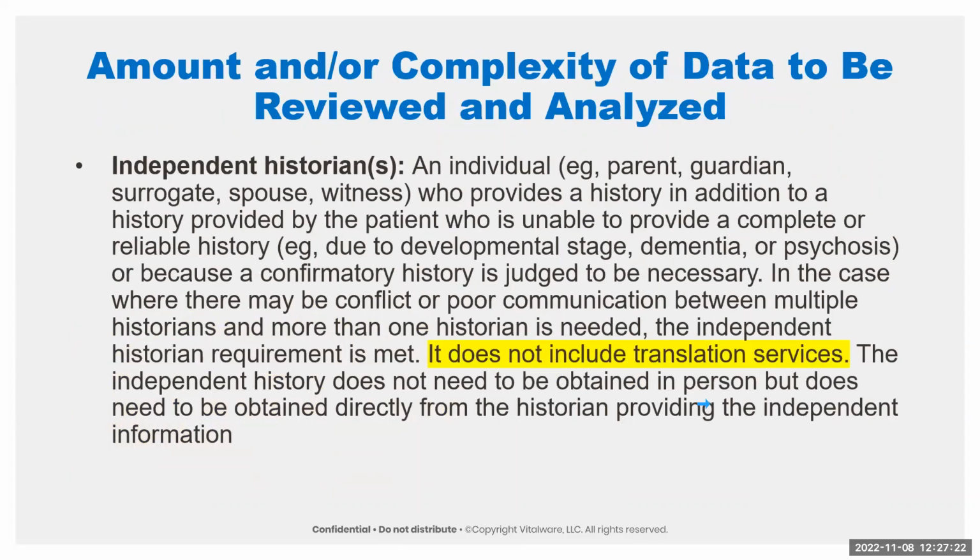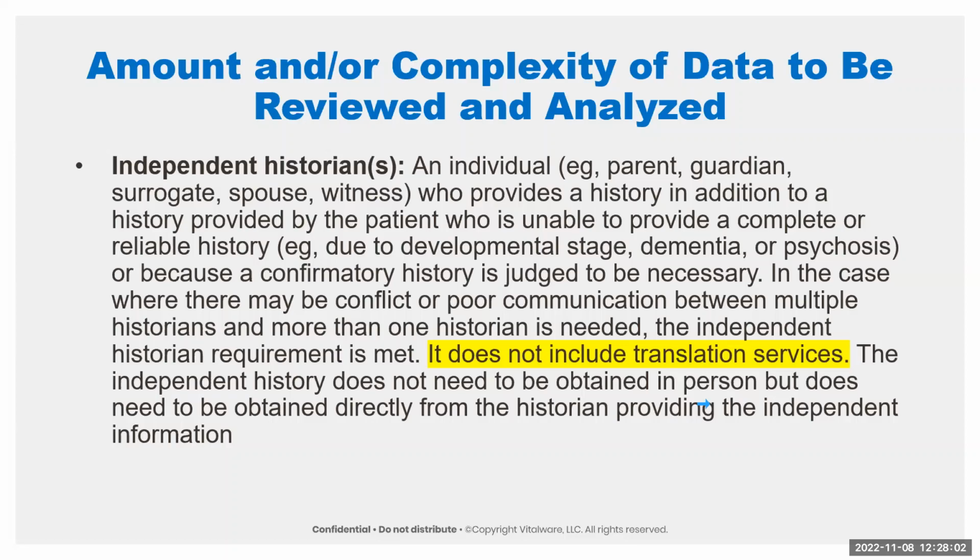All right, now in the amount and or complexity of data to be reviewed and analyzed, there's an update to the independent historian. Well, when the AMA did their webinar on the E&M code changes, they wanted to stress this part, is that a translator is not an independent historian. The translator is merely relaying the information from the patient, and they're not relaying the patient's personal history.